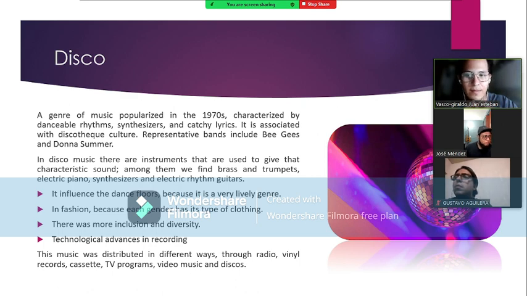In fashion, because each genre had its type of clothing, there was more inclusion and diversity. Technology advanced in recording. This music was distributed in different ways through radio, vinyl records, cassettes, TV programs, music videos, and discos.